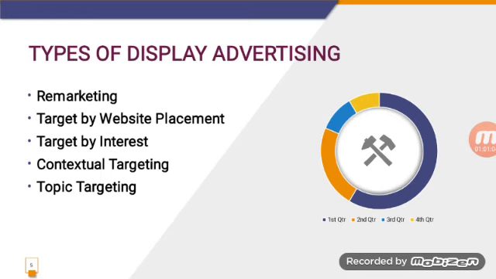Okay. Next is topic targeting. Topic targeting, Google will choose. Okay, it allows you to choose specific topics of web pages to display your online ads, where Google will select the web pages that are related to the chosen topics. Okay, so these are the 5 types of display advertising that you should know.